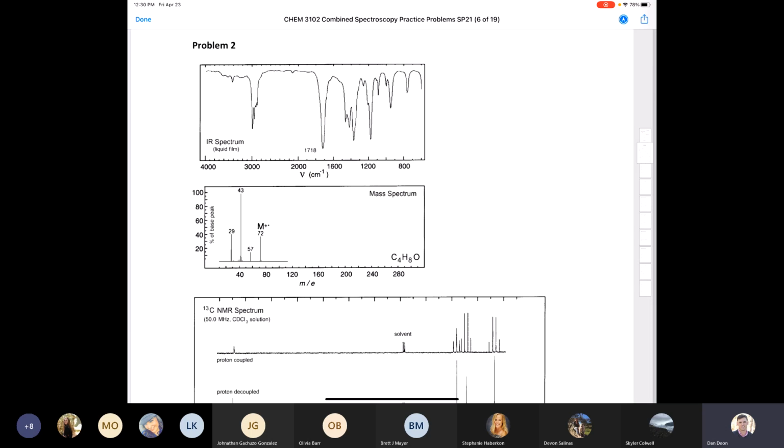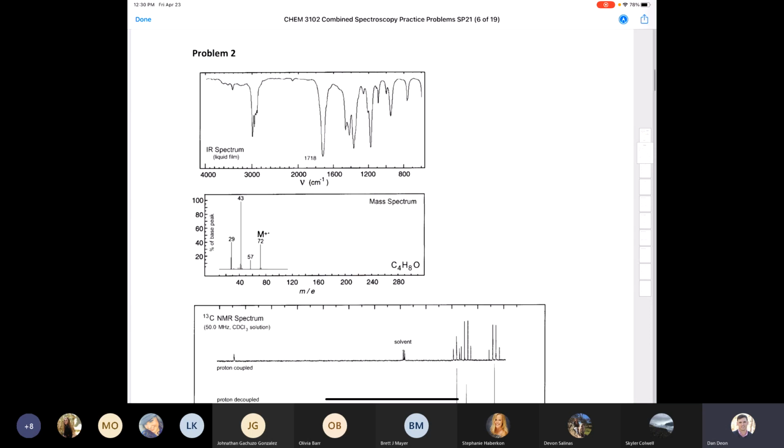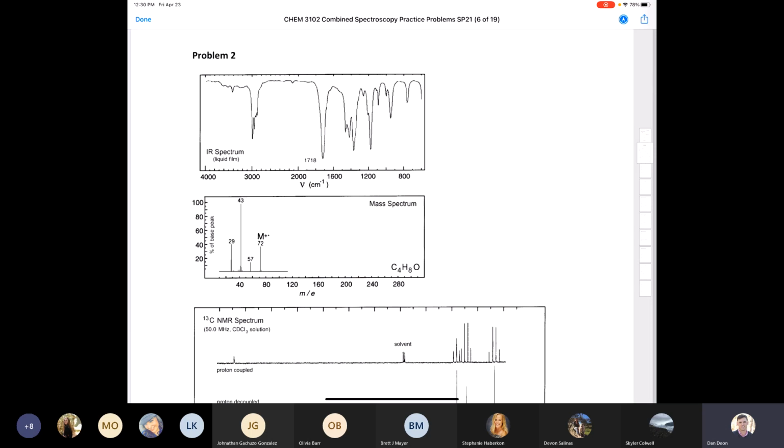Okay, now if you go into the combined spectroscopy module in the Chemistry 3102 page on Canvas, you'll see that I've posted a document there called Strategies for Solving Combined Spectroscopy Problems. In that document, I have 7 or 8 steps, I can't remember, wherein I give you a step-by-step method of do this first, do that first.